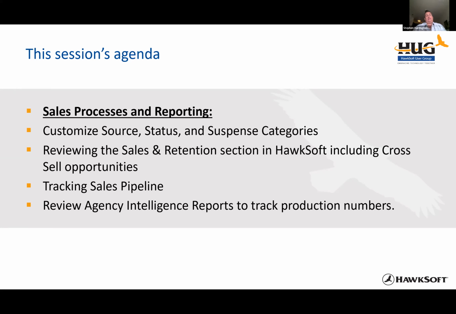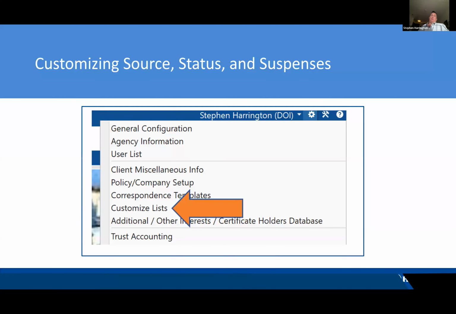We're then going to review the sales and retention section in HawkSoft, including cross-sell opportunities. We're going to look at tracking the sales pipeline, and we're going to look at agency intelligent reports so we can track some retention and production numbers. Are you ready? I'm ready. Hello. So with that, we begin.